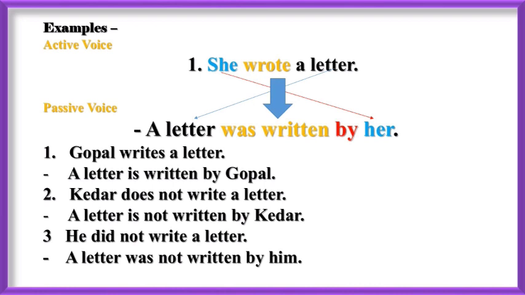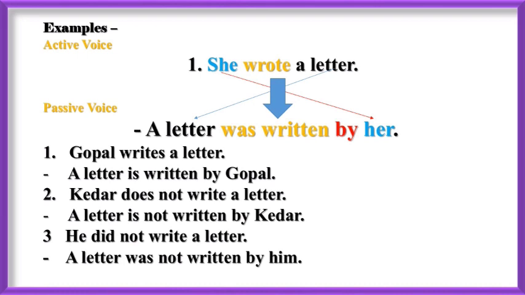First of all, put the object in the place of the subject and begin your sentence with "a letter." Then learn the tense of the sentence. If you read the sentence, you will understand "she wrote a letter" means the sentence is in simple past tense. So use the past form of "to be" and the past participle of the verb. So, "a letter was written." Then use "by" and the second case, that means the objective case of the pronoun, "she" into "her." If there is a name of any person, there will be no change in the objective case.